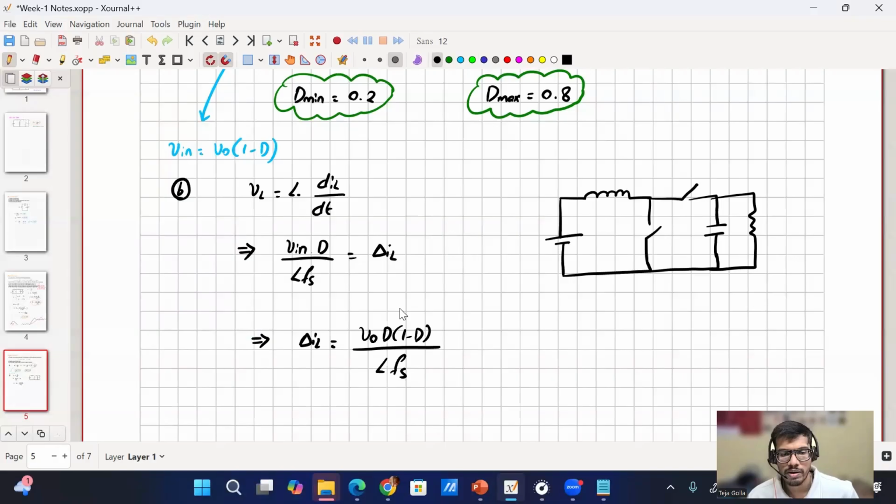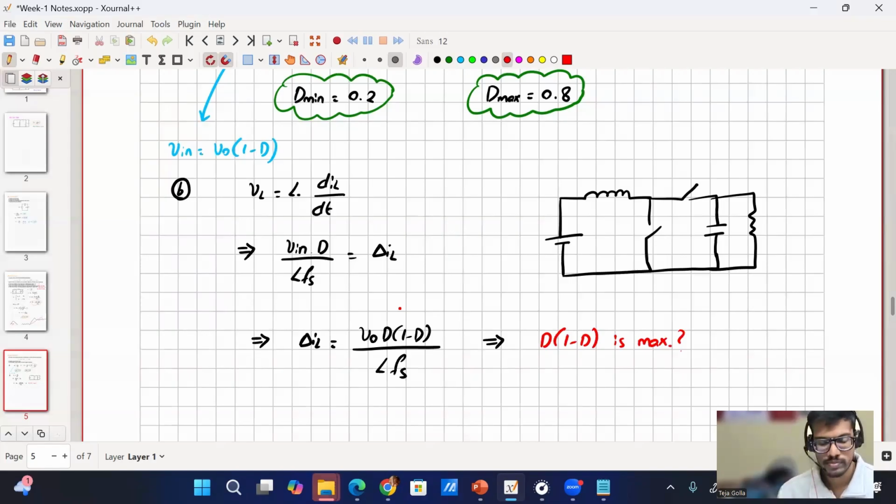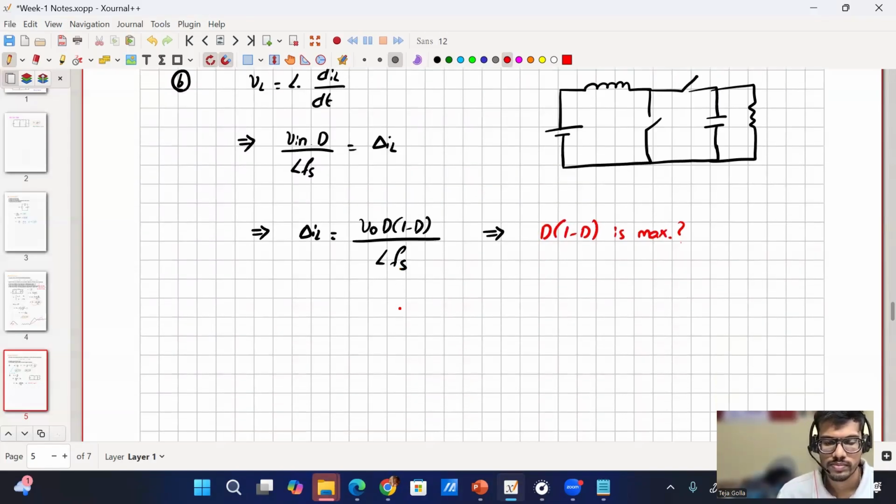So delta IL will be worst when D into 1 minus D is maximum. Agree? Yes. So when will this be maximum? It is quadratic, so we can't directly say.